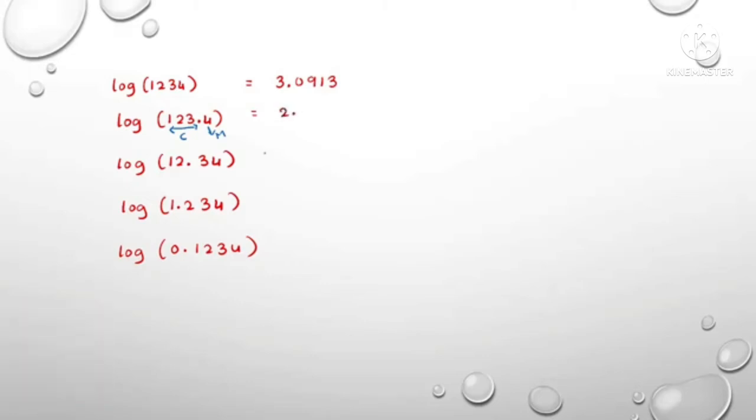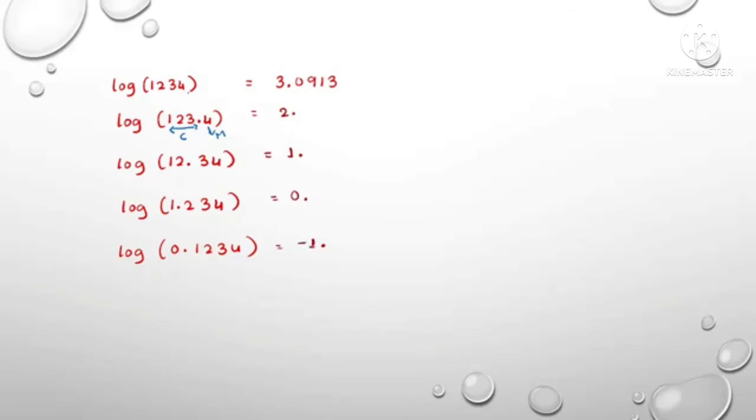2 point. Here also you can observe how many digits are there before the decimal point, on the left side. That is 2 digits. 2 minus 1 is 1 point. Here, how many digits are there before the decimal point? Only one digit. 1 minus 1 is 0 point. Here, there are no digits. That means there are no digits on the left side of the decimal point. So, 0 minus 1, we get minus 1 point.